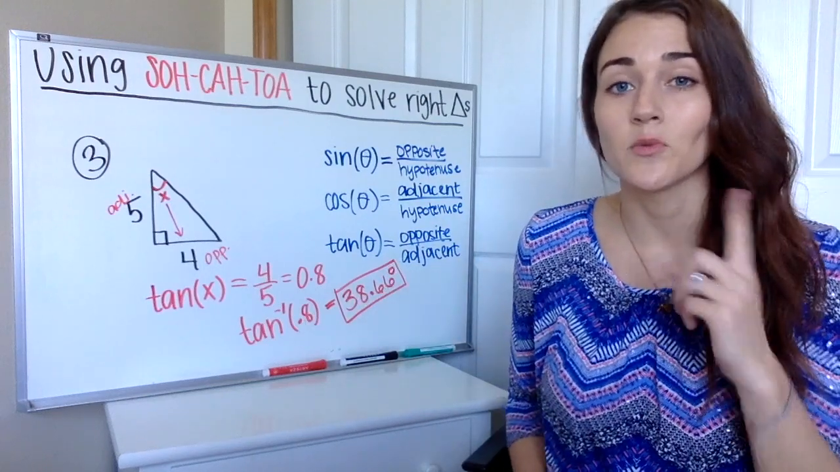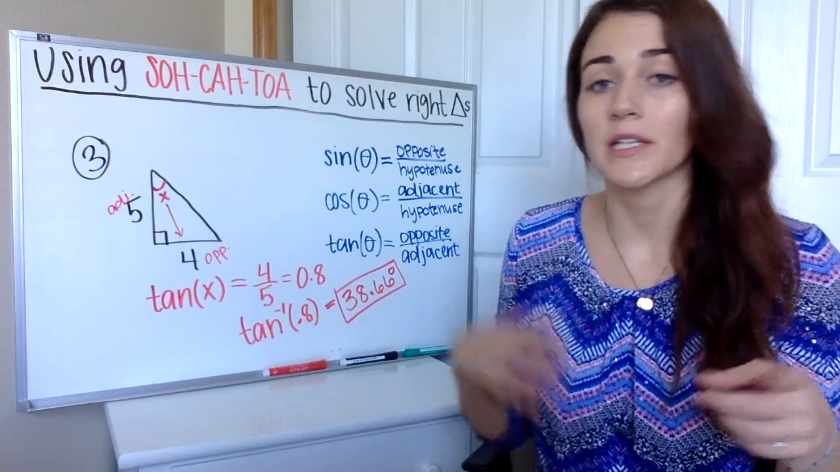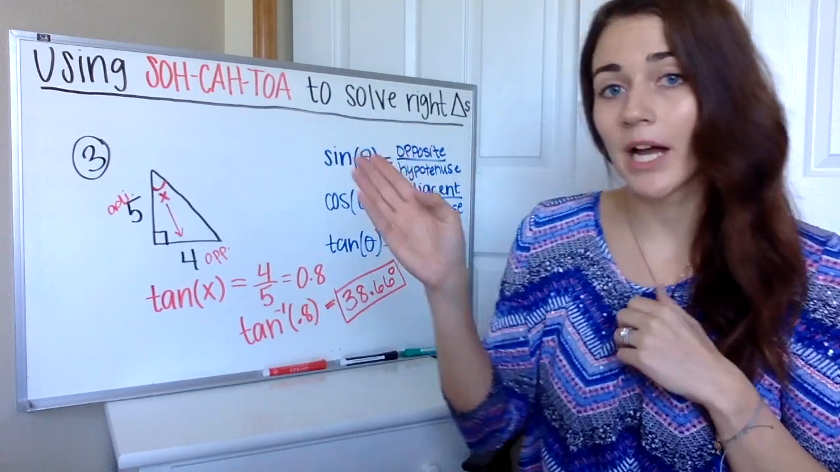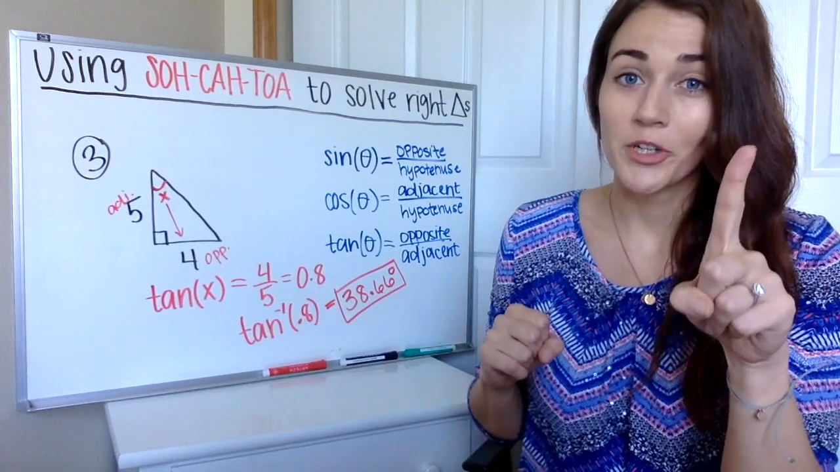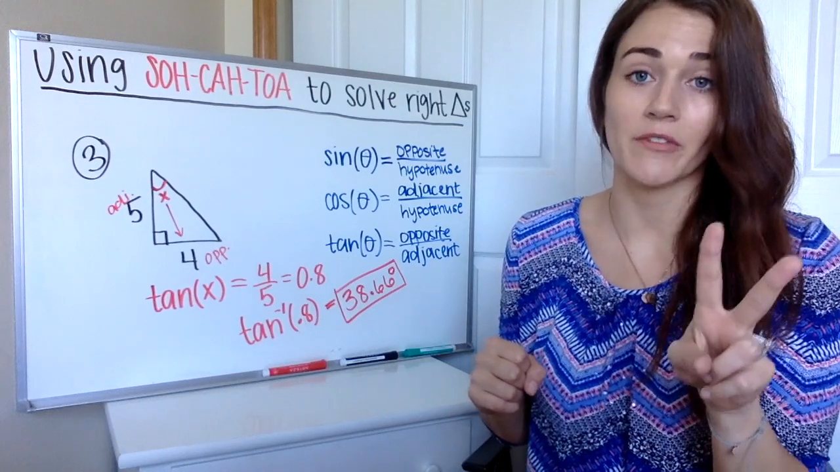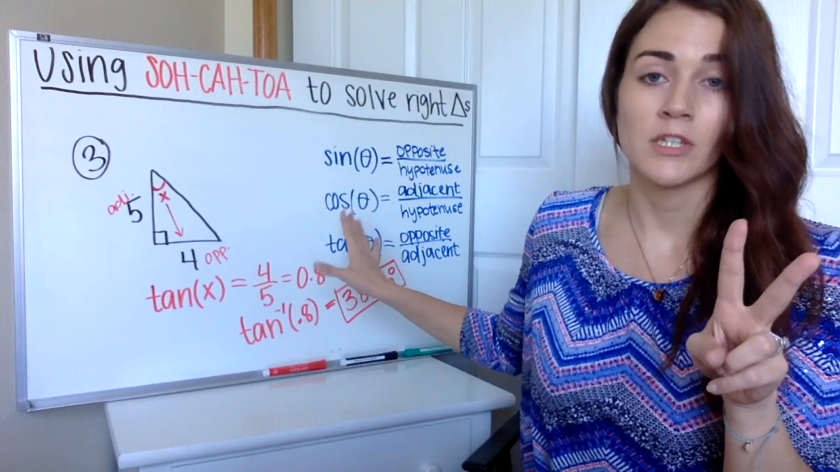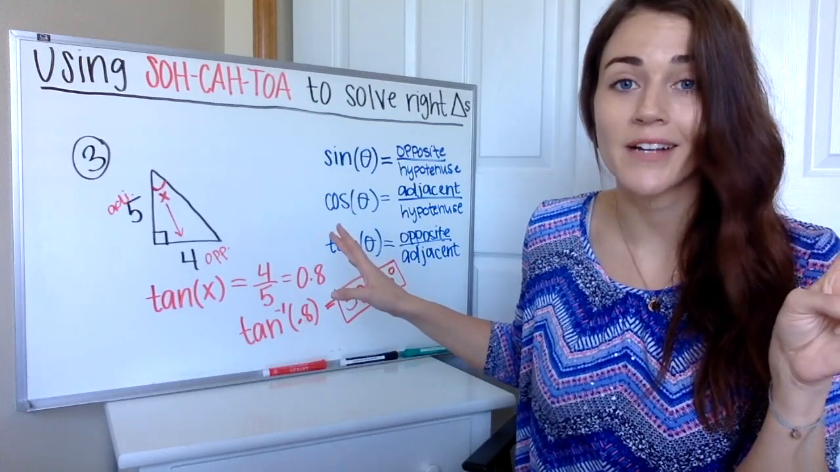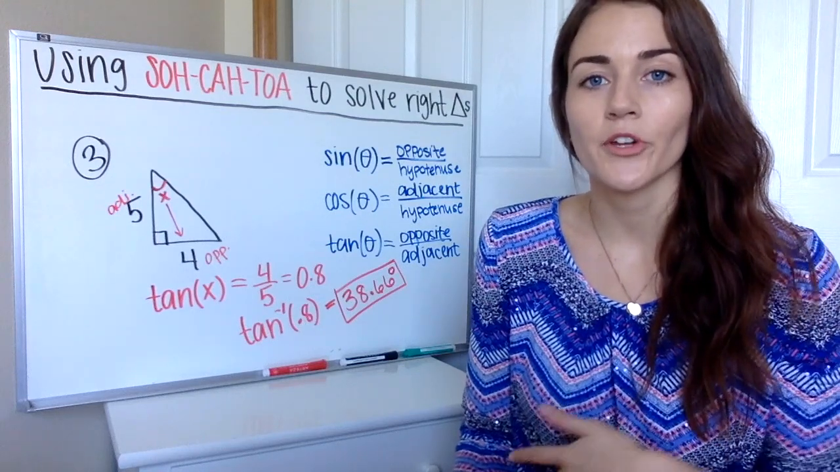It's as easy as one, identifying what you're given. Are you given opposite and adjacent? Are you given hypotenuse and adjacent? Okay, so identifying what you're given, then two, depending on what you're given, what function are you going to use? Set it up. Once it's set up, solve for x. That's it. So I'm going to go ahead and put 3 up on the board here for you to try.